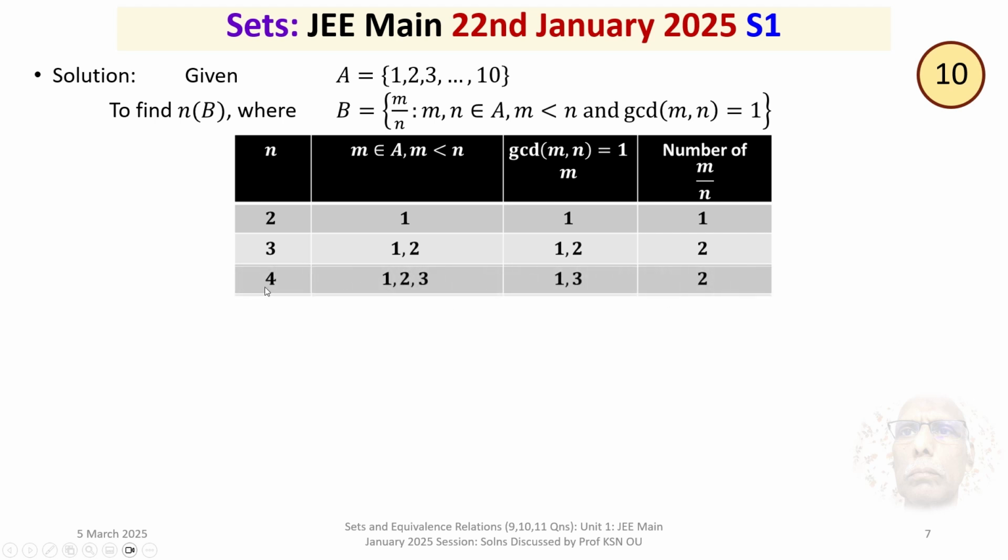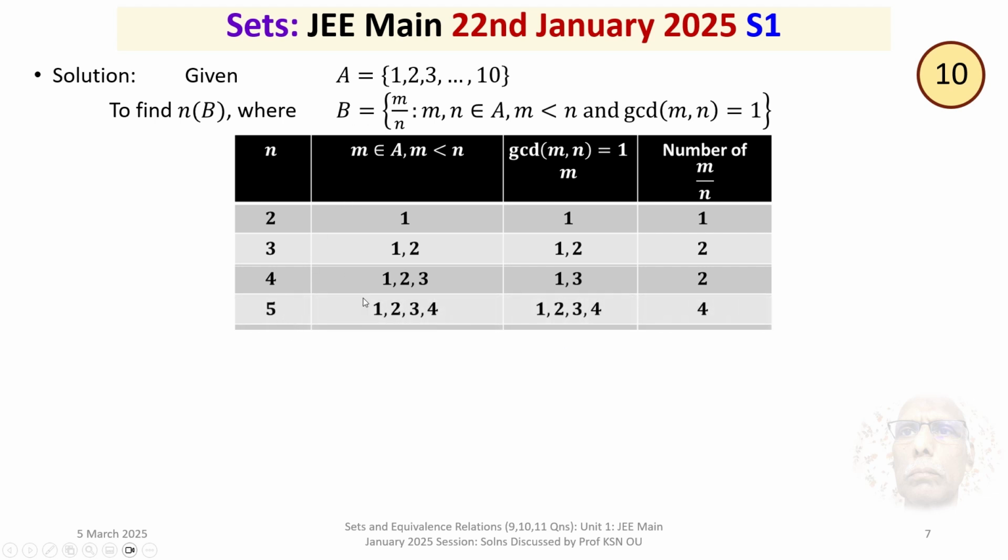4. All the elements in A less than 4: 1, 2, 3. Now, what are the elements which are relatively prime? 4 comma 1, GCD of 4 and 1 is 1. 4 and 2 is not 1, therefore 2 is not considered here. And GCD of 4 and 3 is 1, therefore 3 qualifies. How many elements? 2 elements. What are the quotients? The quotients are 1 by 4, 3 by 4. How many? 2.